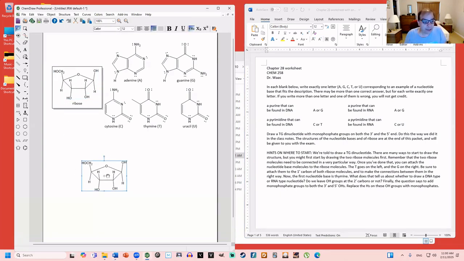So we'll take ribose over here. This is the structure of ribose. And remember that, let's see, let's put some 1 prime, 2 prime, and so forth.